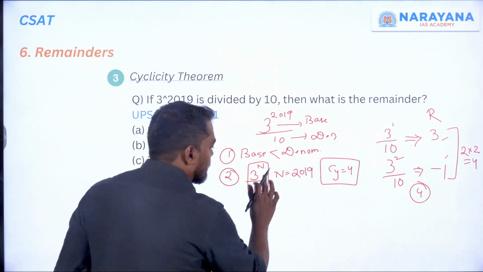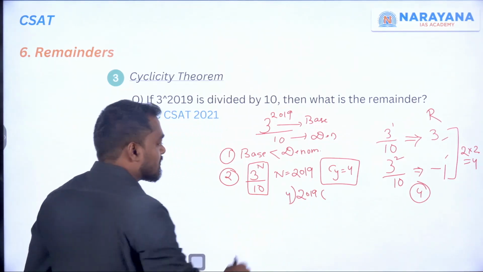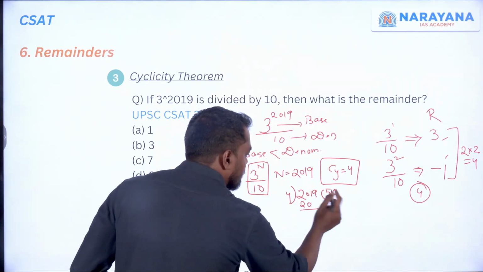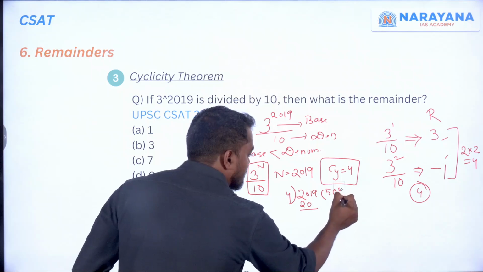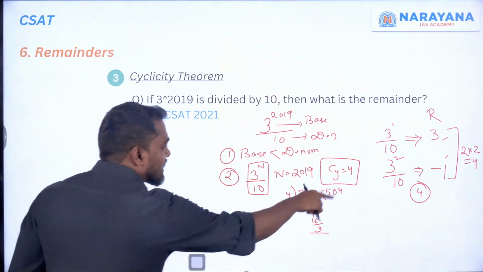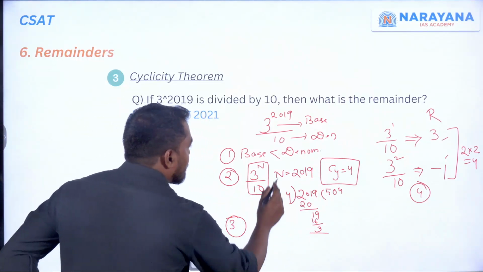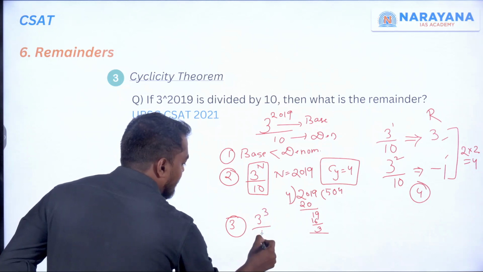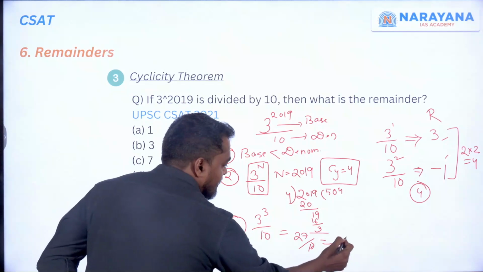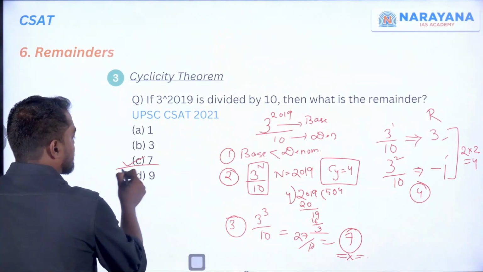Now divide that n, which is 2019, with the cyclicity 4. So 4 fives are 20, 0 19, and 4 fours are 16, 3 is the remainder. Now this n can be substituted with remainder 3. So that is nothing but 3 cube by 10. So what is the remainder? 27 by 10, 7 is the remainder. So option C.